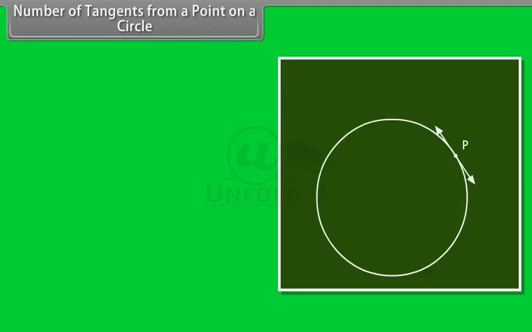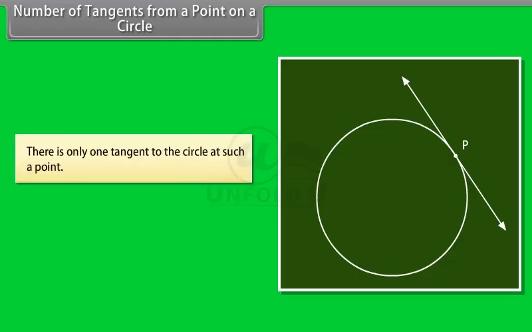The other case is to take a point P on the circle and draw tangents through this point. We can observe that there is only one tangent to the circle at such a point.